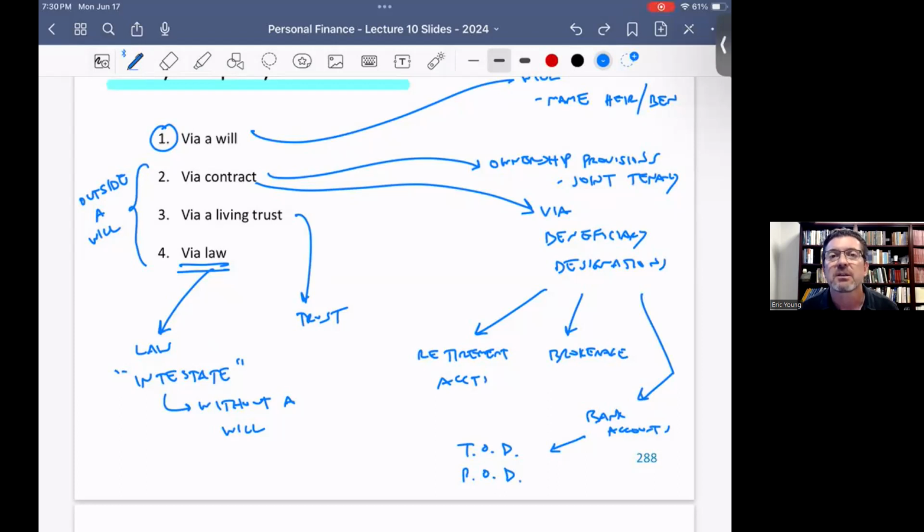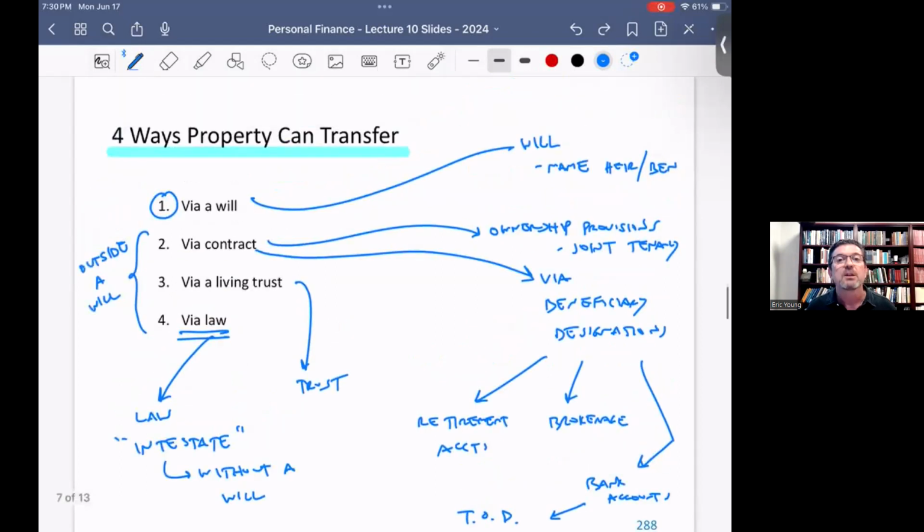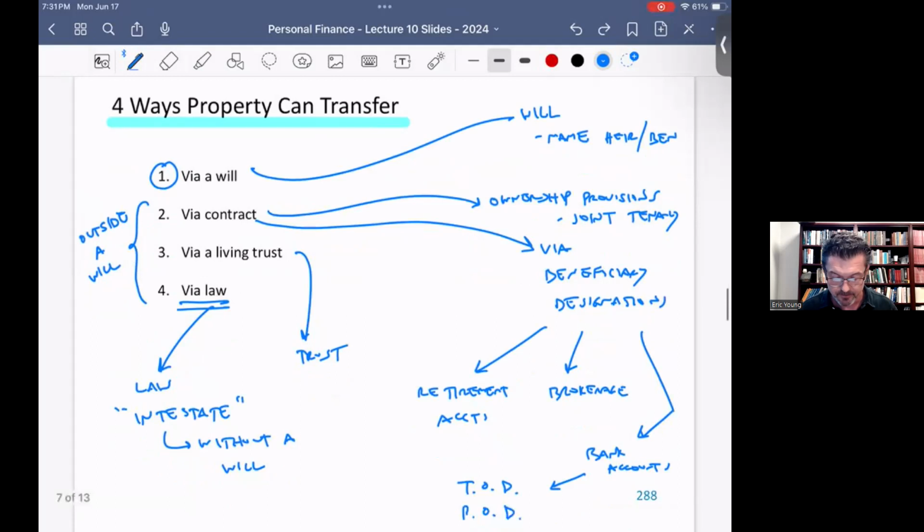But again, these are the things that you have to think about. You have to open your mind to different potential scenarios, both good and bad, and then get the right tool for the job. So to summarize this slide, there are four ways that property can transfer, either via a will or outside of a will. Outside of a will being via contract, beneficiary or ownership status, via a living trust, or if you blow it and don't plan, via the laws of the state that you live in, which may not coincide with your wishes.